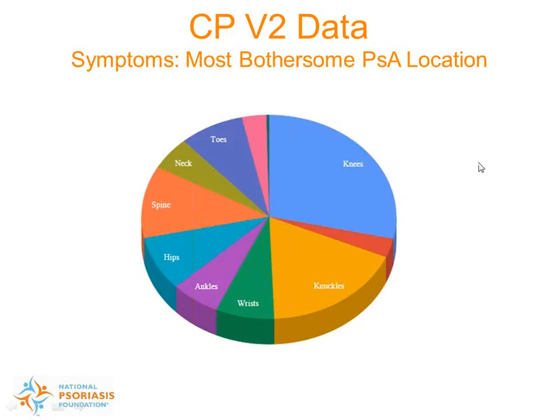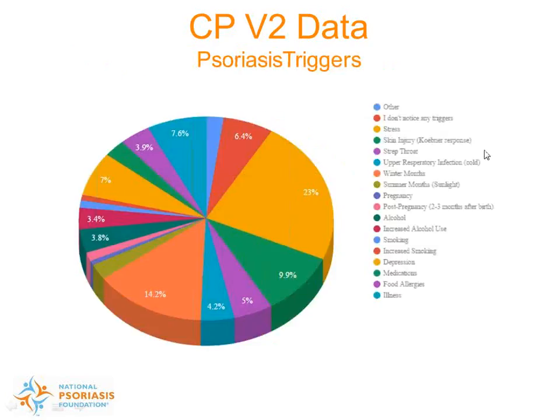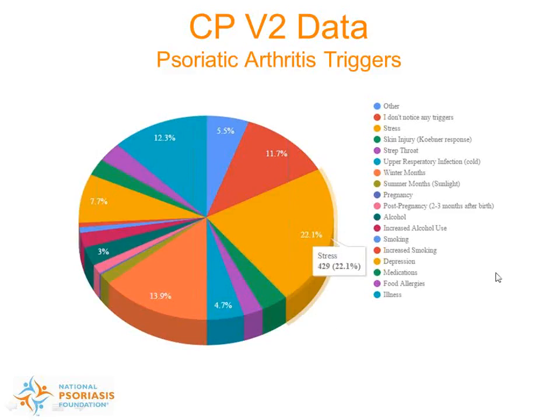In terms of the most bothersome psoriatic arthritis location, a similar question, this time from PsA, we find the knees and knuckles are the most bothersome for this group of individuals. And then psoriasis triggers. Triggers is one of the questions that we asked, and we find that stress and winter months are some of the most widely reported triggers for psoriasis. And a little bit of a different breakdown for psoriatic arthritis: stress is a big one as well, but some other things are creeping up in terms of the different triggers.